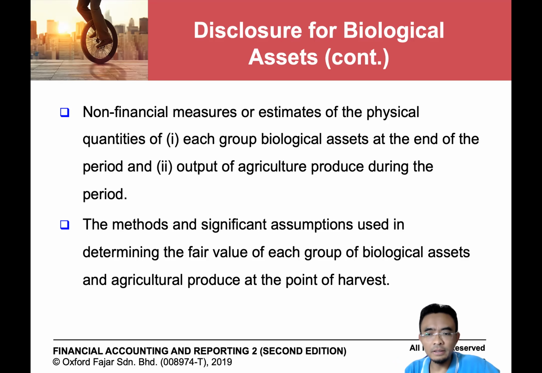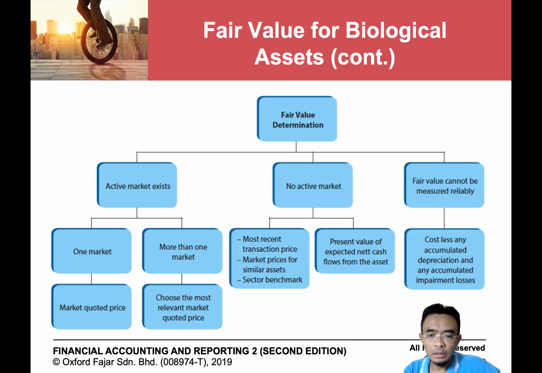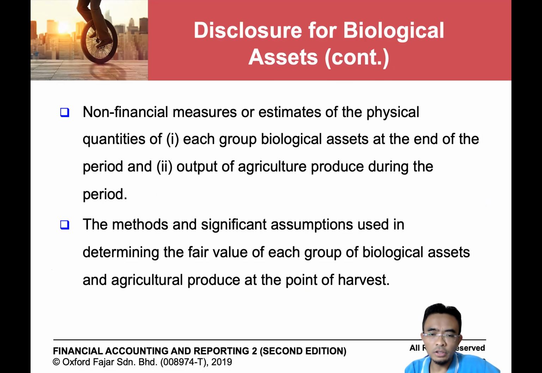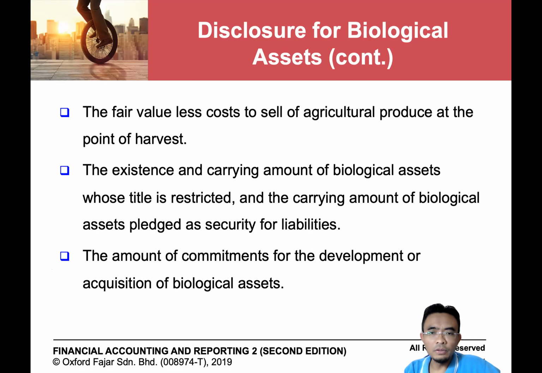The methods and significant assumptions used in determining the fair value of each group of biological assets and agricultural produce at the point of harvest. Okay, yang tadi itulah, makna adakah our fair value determination is based on active market ataupun based on no active market, or we cannot actually measure the fair value reliably. Maka kita gunakan cost less accumulated depreciation. So that also needs to be disclosed in our financial reports. The fair value less cost to sell of agricultural produce at the point of harvest.